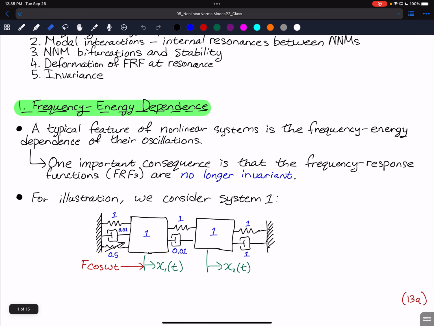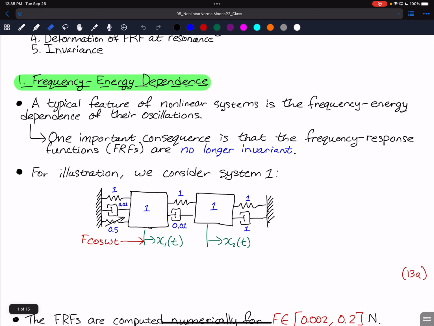So today we're going to start with frequency energy dependence, and this is just a typical feature of nonlinear systems, specifically that there is frequency energy dependence exhibited in their oscillations, meaning that the frequency of oscillation will change with respect to the energy in the system. And one consequence of this is that the frequency response functions are no longer invariant.